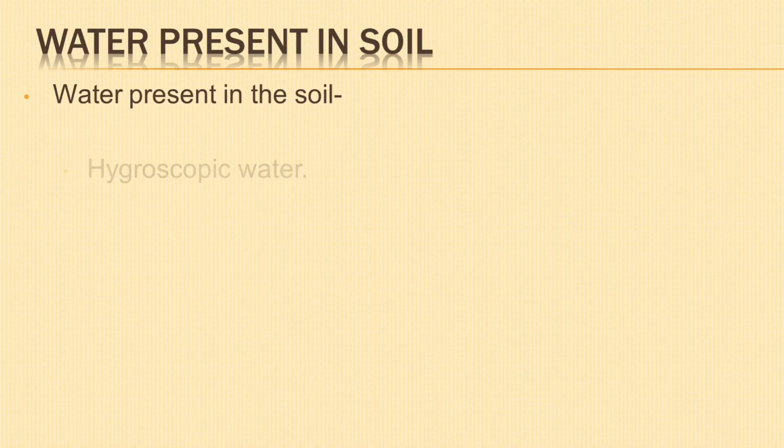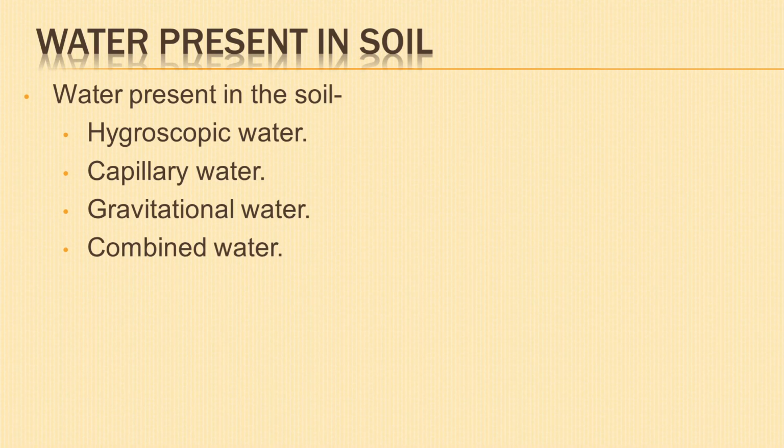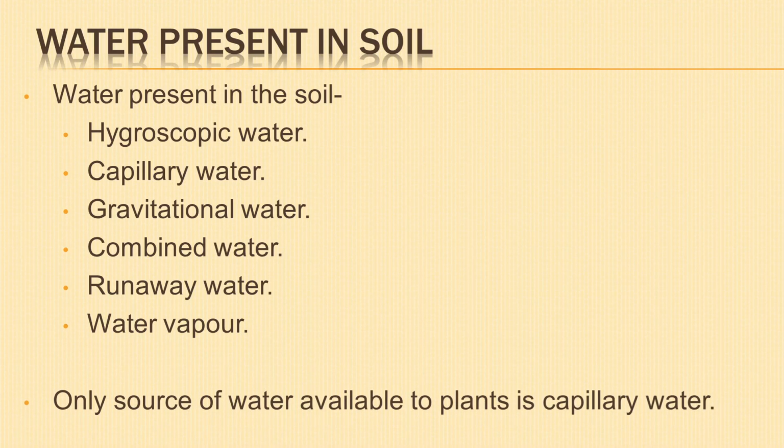Next is water present in soil. They are hygroscopic water, capillary water, gravitational water, combined water, runaway water, water vapor. Capillary water is the only source of water available to plants. Capillary water, along with various nutrient salts dissolved in it, can be easily absorbed by root hairs.